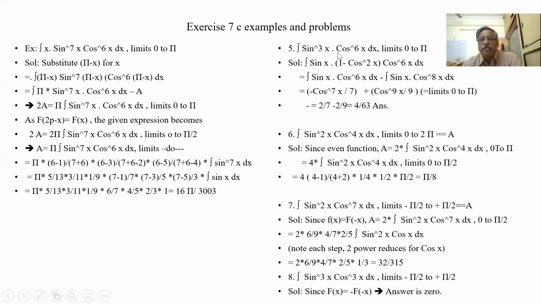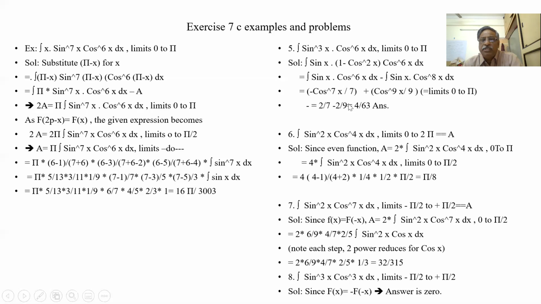Integral of sine cubed x cos to the power of 6x dx, limits 0 to pi. Same here, 0 to pi. So this can be written as: sine cubed x can be written as sin x into 1 minus cos square x. So sin x into cos to the power of 6x minus sin x cos to the power of 8. Here cos is supported by sin, here also supported by sin.